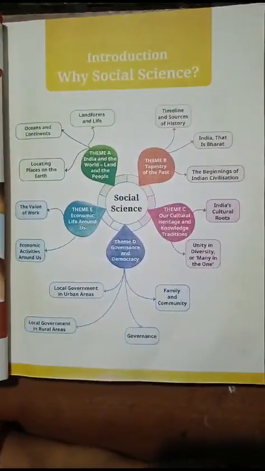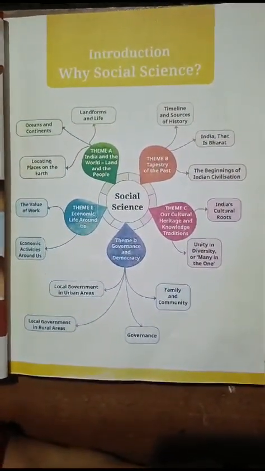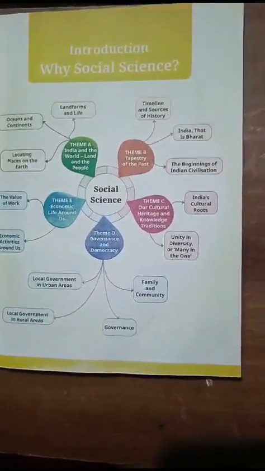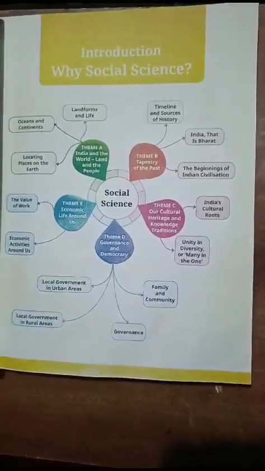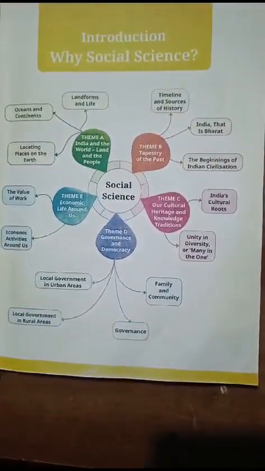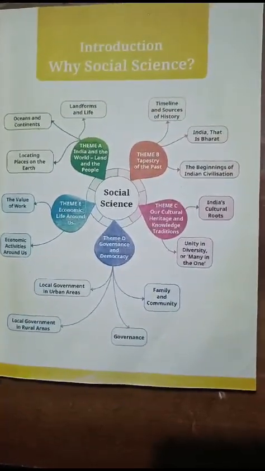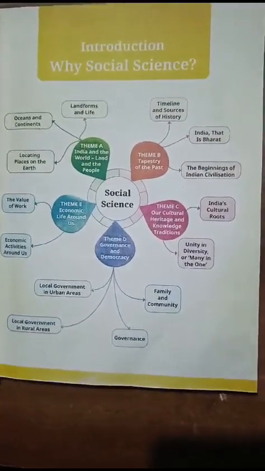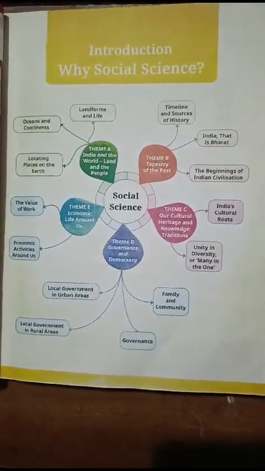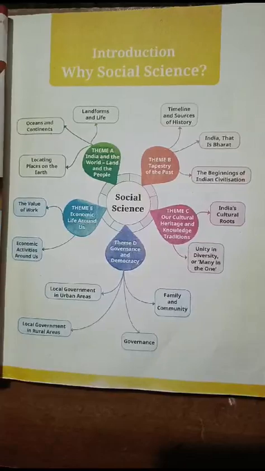Next one, theme C, our cultural heritage and knowledge and traditions. India's cultural roots, unity in diversity or many in the one. Next, theme D, governance and democracy. Here we find local government in urban areas, local government in rural areas, family and community governance. Next one, theme E, the value of work, economic activities around us.